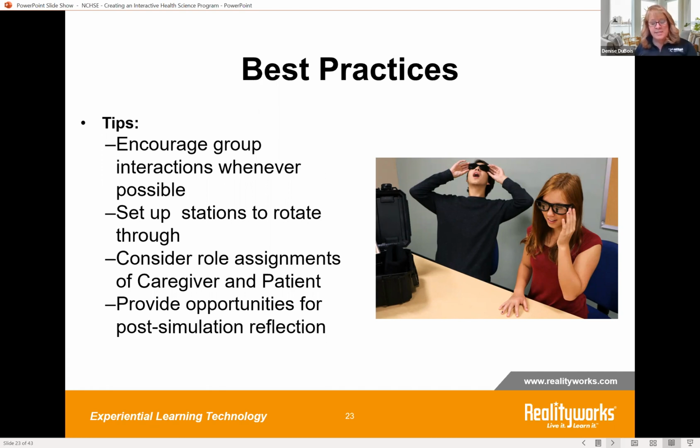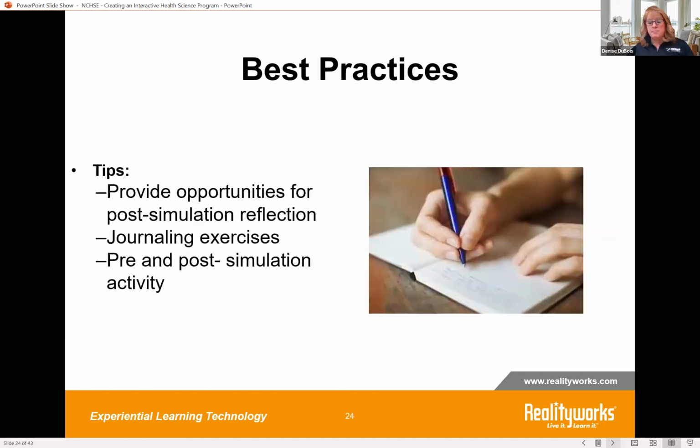You might want to consider assigning students to a specific role at each station. One might be a patient, and the other might be a healthcare worker, and they have the chance to experience the condition, then experience helping someone with the condition, and then switch. So there are a lot of different ways you could set up stations and use wearables.